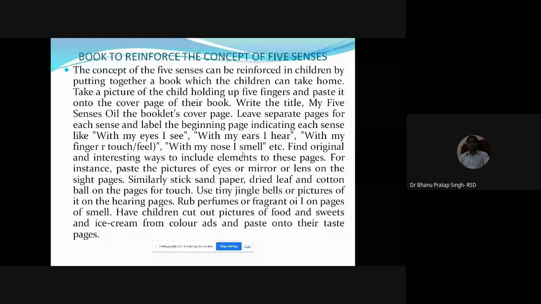See that various kinds of reinforcements are given to the child, developing all five senses. They can even be given foods and sweets, pictures.